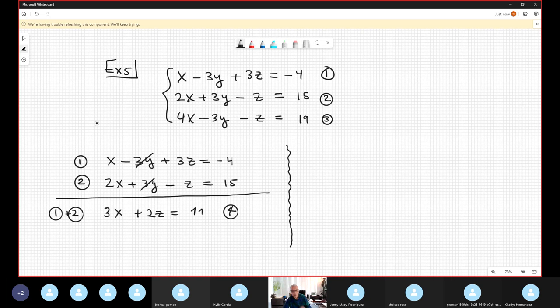Yes. Now, you take another couple of equations, but this is super important. This is a crucial moment. The most important moment is now. For example, I take 2 and 3. But the idea is, if you eliminate y in the first couple, 1 and 2, you have to eliminate y also in the other couple, in the second couple.